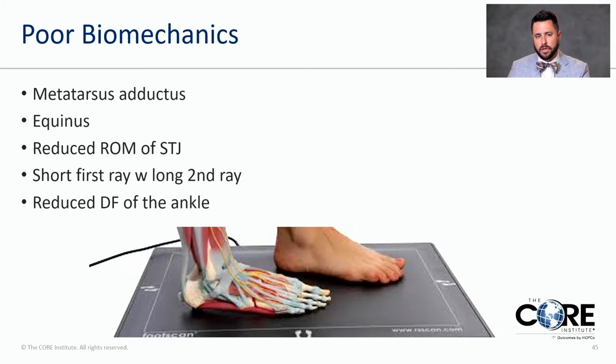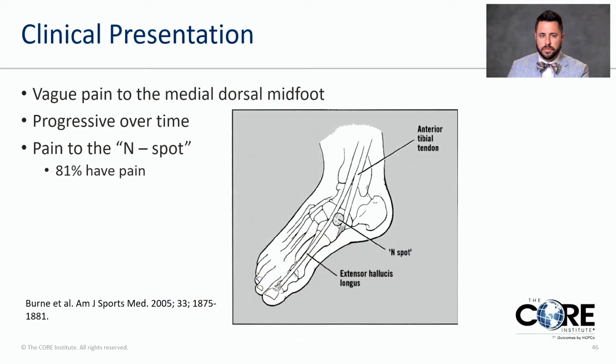a short first ray with a long second ray, which is more of a mechanical thing with your foot. It's just to do with the bones. Reduced range of motion of the ankle joint can set people up for these. The one thing that I always reference is the N spot, right? So they have pain at the navicular spot, or N spot, and it's this pain that's right in between two of the big tendons on the medial aspect of the ankle.